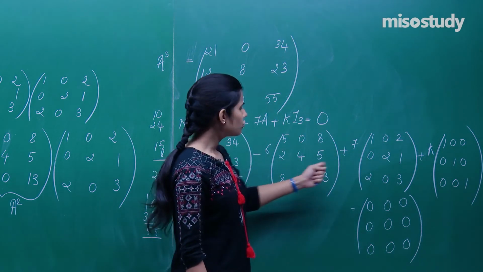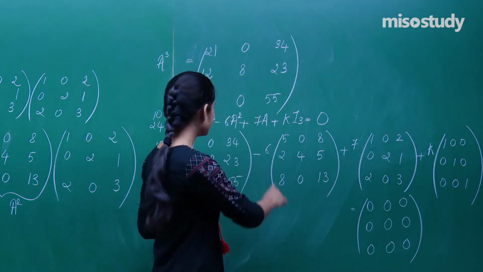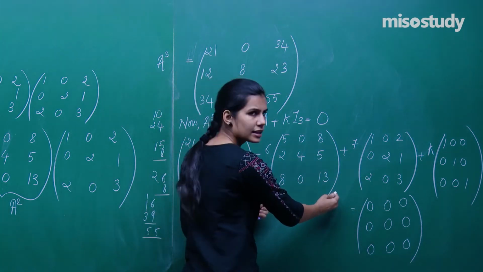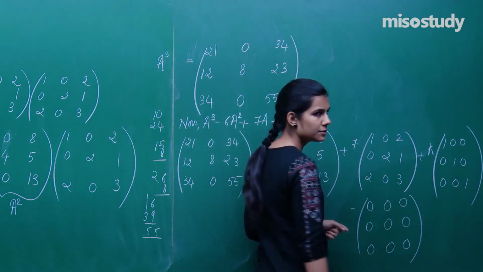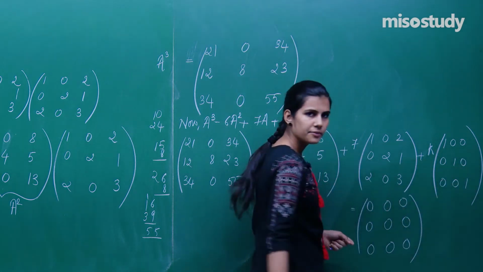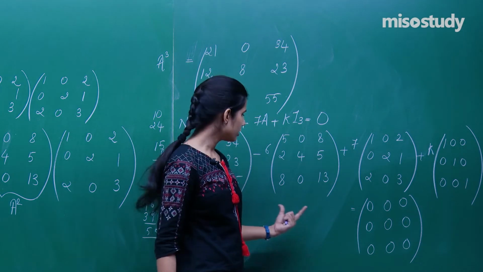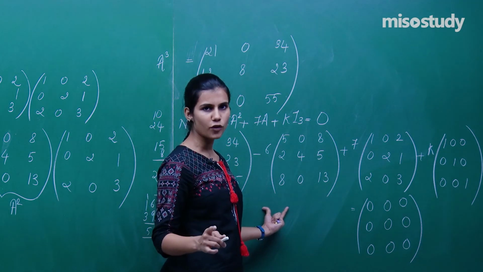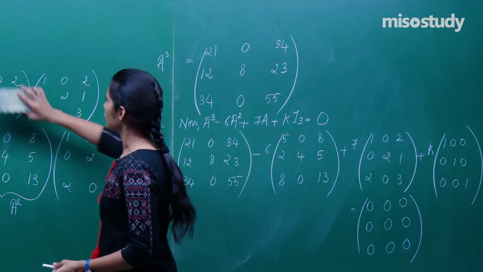When you add, you know how to do scalar multiplication, right? 6 will be multiplied to each entry, you will get another matrix of order 3 cross 3. 7 will be multiplied to each entry, you will get another matrix of order 3 cross 3. K 0 0, 0 K 0, 0 0 K. Then you will be adding everything and equating it to this. So on the left hand side you will get one square matrix of order 3 cross 3 and here you will have the null matrix of order 3 cross 3.